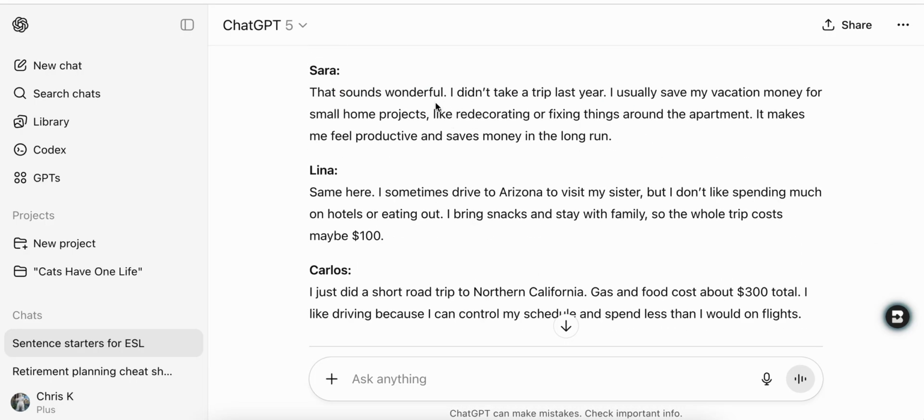Anyway, it sounds wonderful. I didn't take a trip last year. I usually save my vacation money for small home projects like redecorating or fixing things around the apartment. It makes me feel productive and saves money in the long run.